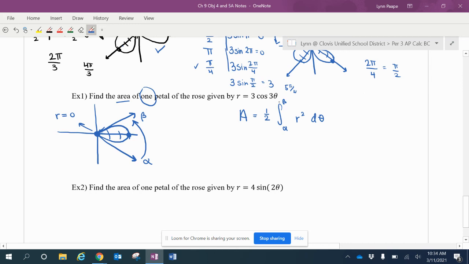So I just need to solve for when 3 cosine 3 theta is equal to 0. And that's when the petal will begin and end, when the radius is 0.